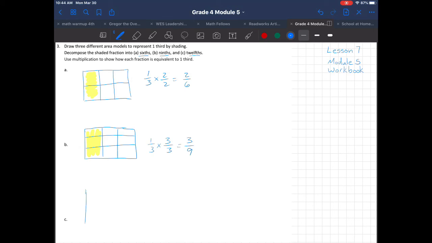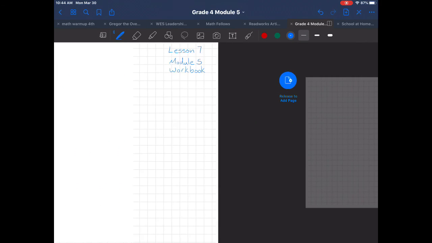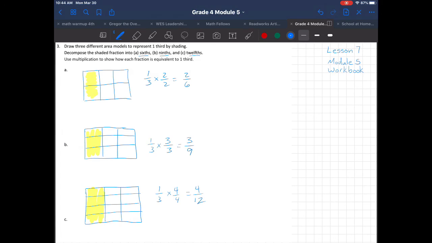Last one, C. There's my thirds. I have to go 12ths this time. So 1/3 times 4 over 4 gets me to 4/12ths. And I believe that's the end of lesson 7.